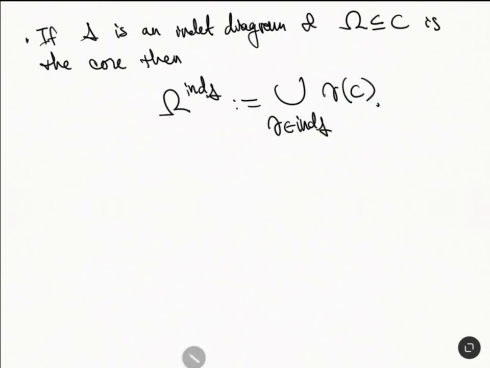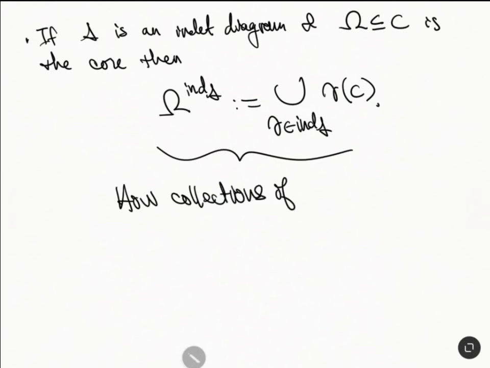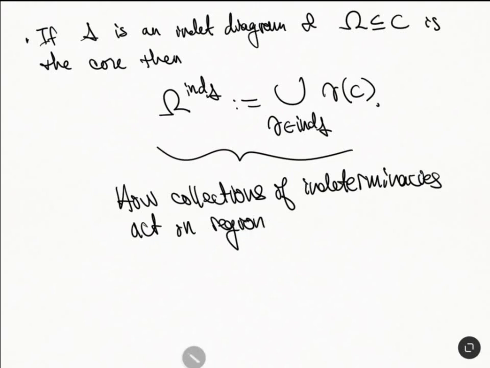Okay, so this is how collections of indeterminacies act on regions. And so the point is that to define a third indeterminacy in IET3, we're going to construct an indeterminacy diagram, and it's going to act in this way. All right, I'm going to do that, and that's going to be the Log-Kummer correspondence.